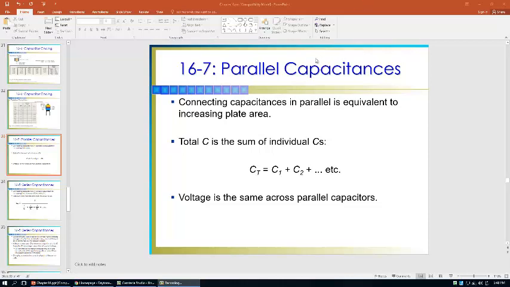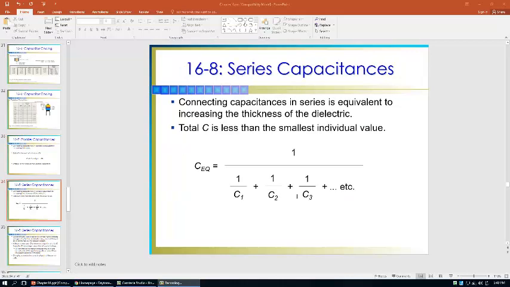Okay, so for parallel capacitance, we add the capacitance just the same way we used to do with resistors, but backwards, right? In resistors, it was the other way around. You will add the resistors when they're in series. With capacitors, you add the capacitors when they are in parallel. So because the voltage is the same across parallel capacitors, the area that's being charged is increased. So you get more capacitance when you put it in parallel.